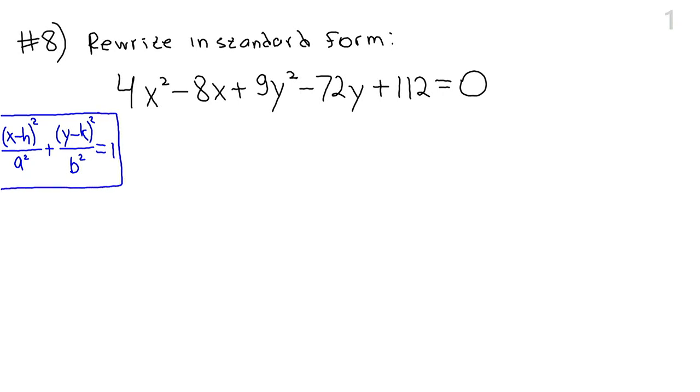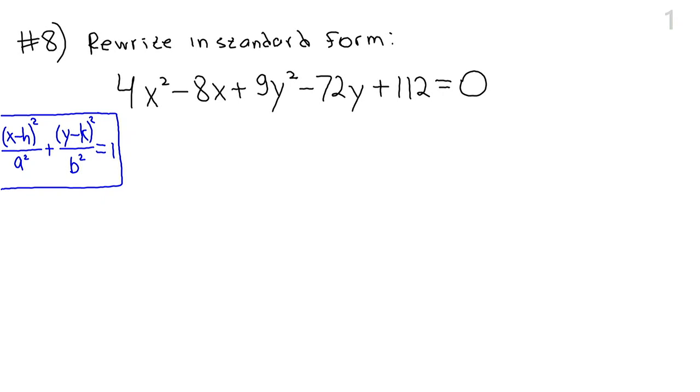So this is what we're trying to get our equation to look like. This is the standard form of an ellipse with a center at h comma k. And so, again, we need to complete the square. However, it's a bit trickier in this case than it was for the circle because there are different coefficients multiplying the x squared or the y squared.